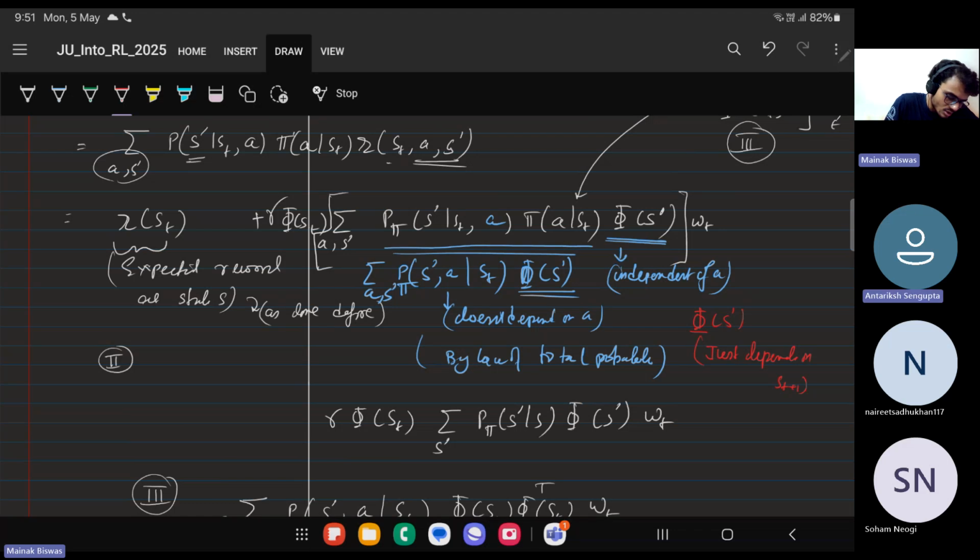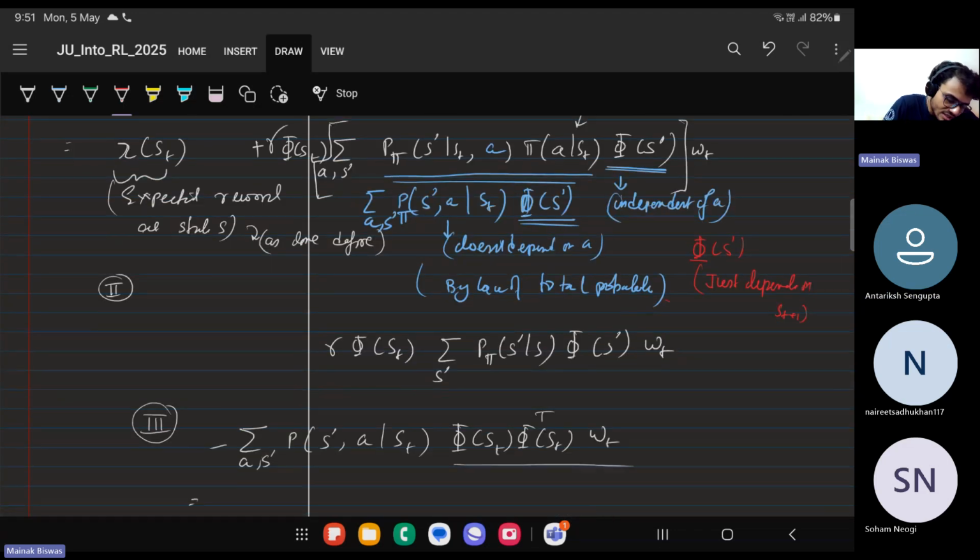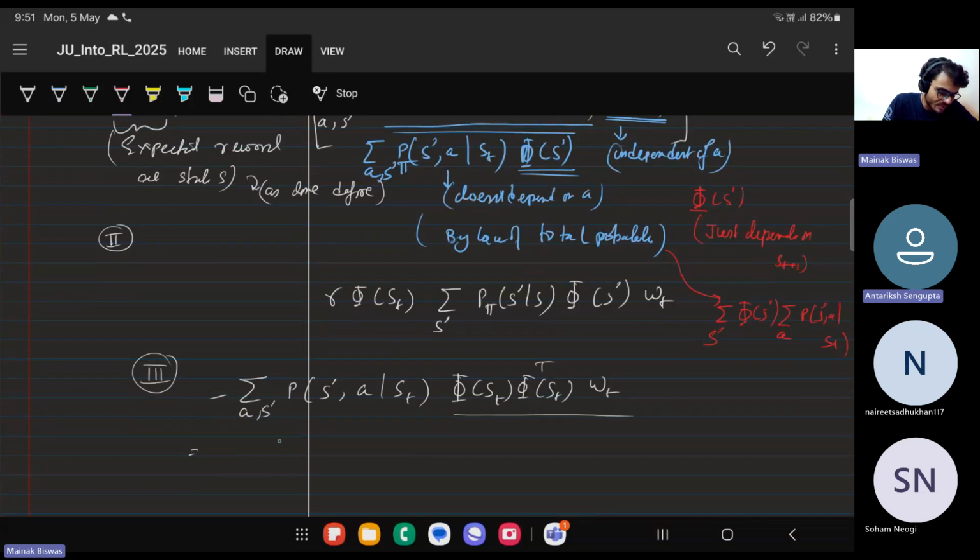So if I now wrote this expectation like this, I could write it as expectation over a, expectation over s dash, pi of s dash, and summation of a, P of s dash given a, s_t. I can do that. Yes, the a's would marginalize out. And in the third one, you understood?